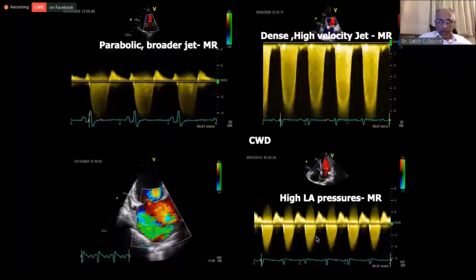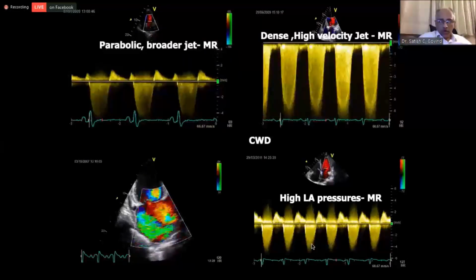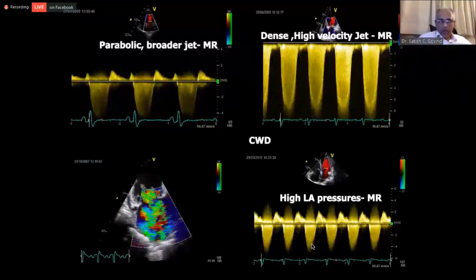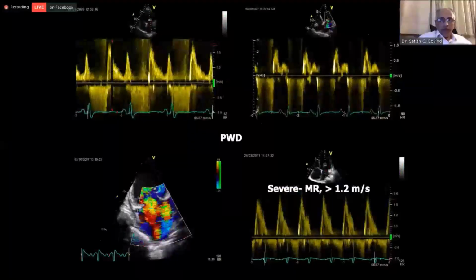Then looking at the velocity and the shape itself, you can see that this is more V-shaped. It is of lower velocity. So this tells you that there is high LA pressure, severe MR. So these are subtle points which you can incorporate.